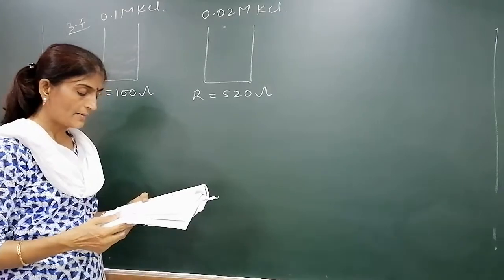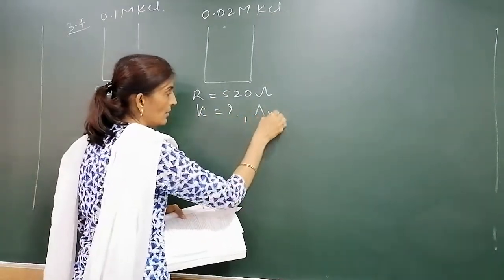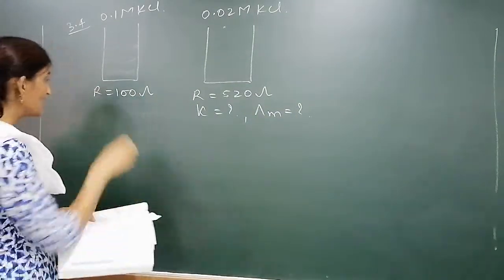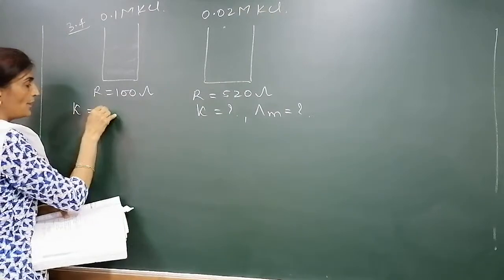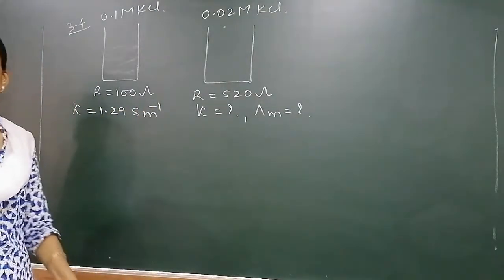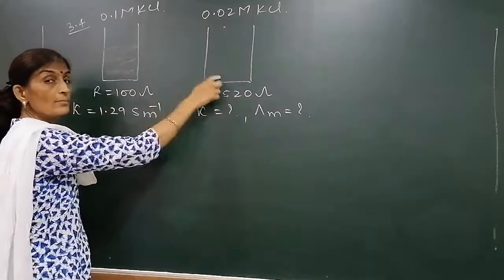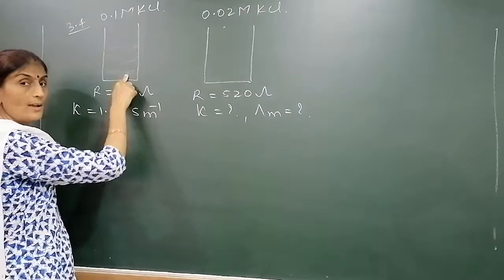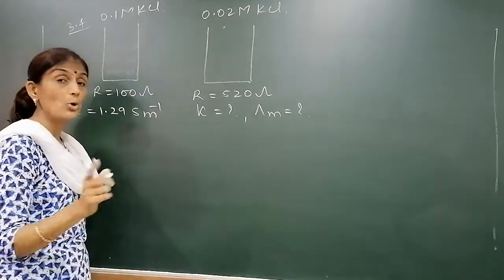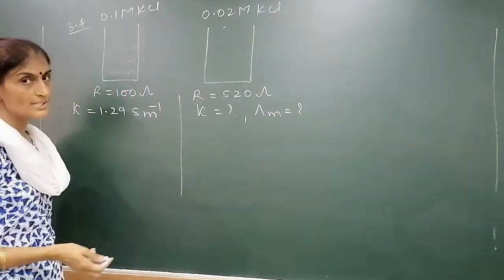you have to determine the conductivity and molar conductivity of this solution, if the conductivity of the first solution is given as 1.29 Siemens meter inverse. This we have to determine. What will we do? The cell is the same. So first we'll find L by A for this, and that L by A we can use for the second solution. Because the cell is the same, the cell constant will be the same. So first of all we have to determine the cell constant from this.